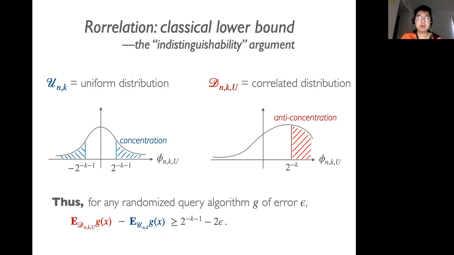Thus, if a randomized algorithm G solves the Forrelation problem with a small error, then it should be able to distinguish these two distributions in the following sense. Evaluate G on inputs sampled from the correlated distribution, the expectation should be close to 1. And evaluate G on inputs sampled from the uniform distribution, the expectation should be close to 0. So the two expectations have a large difference.